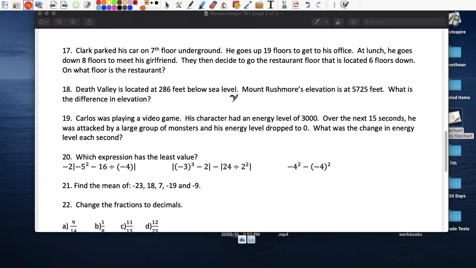Okay, so he had 3,000 points of energy, and then he lost it, so he lost everything. So divided by 15 seconds, I can find how much he lost per second, right? So if I do 3,000 divided by 15, that's going to give me 200. Although 200 is how much it lost, the change in energy per second is minus 200. So please adjust your answer to the context of the story.